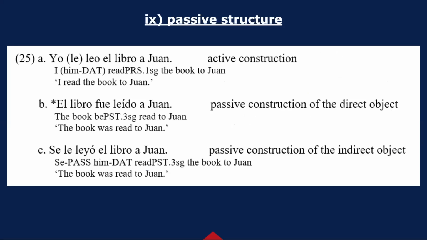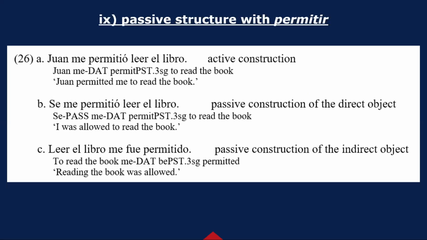The last test is related to passivization. Cuervo mentions that in the double object construction, only the indirect object can convert into the subject in the passive construction. Different from the double object construction, in the structure with permitir, both direct and indirect object can be transformed into the subject in the passive construction, as we can see in 25. In 26, when the indirect object becomes the subject of the sentence, it requires a possessive construction, and when the direct object becomes the subject, the DP which contains the direct object becomes the DP with nominative case.